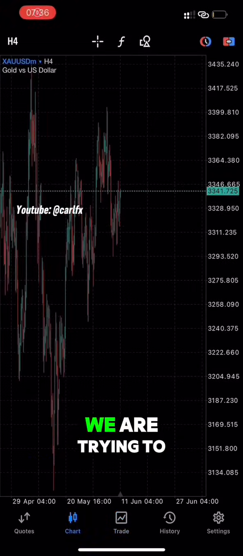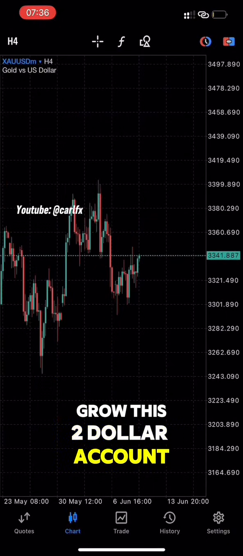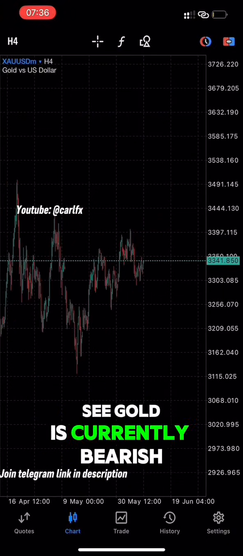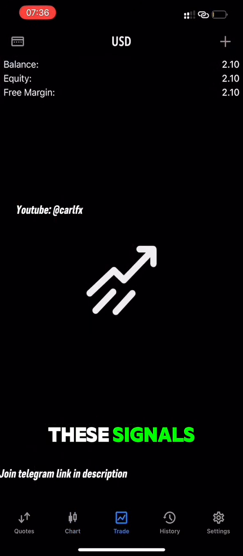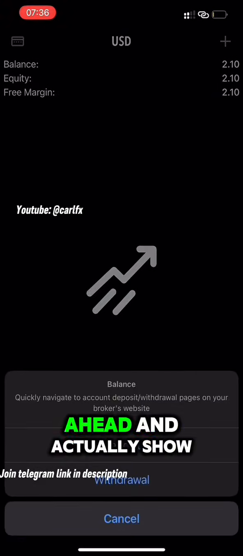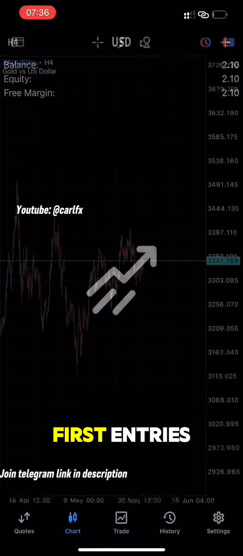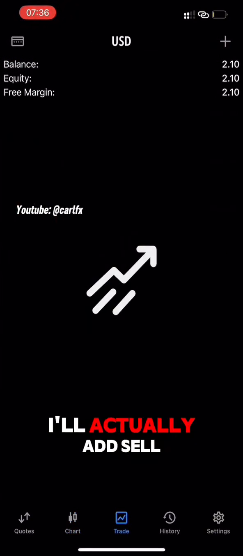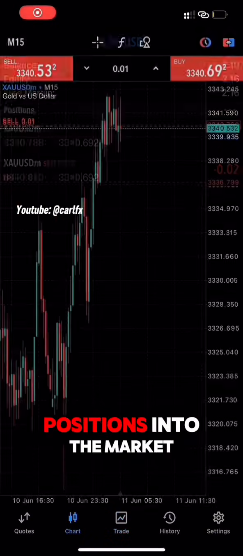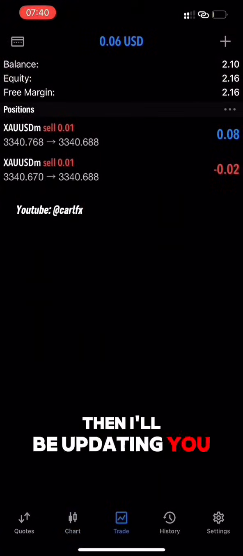In today's episode, we are trying to grow this $2 account on gold. If you guys can see, gold is currently bearish and I'm sharing all these signals in the Telegram group. So I'll just go ahead and actually show you guys it's a live account, and now we'll get our first entries. So I'm bearish on gold. I'll actually add sell positions into the market. Then I'll be updating you guys throughout.